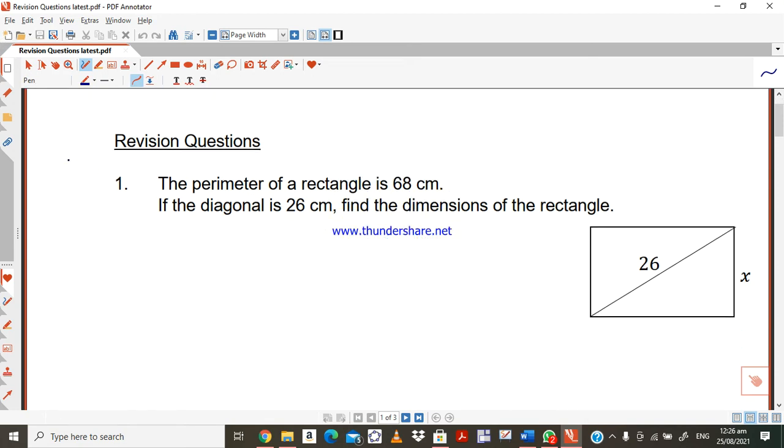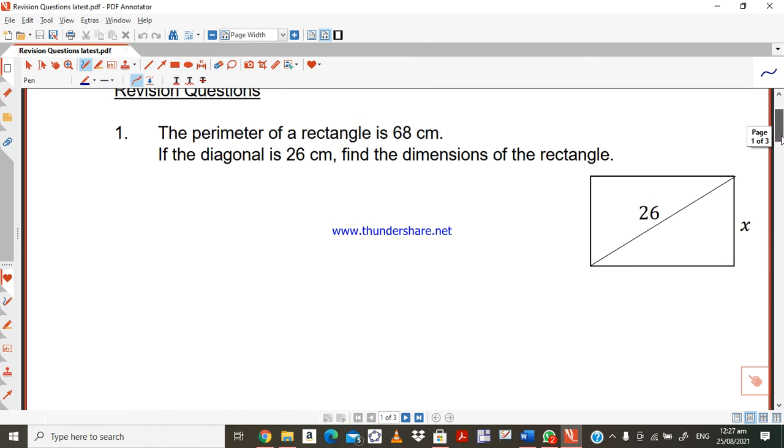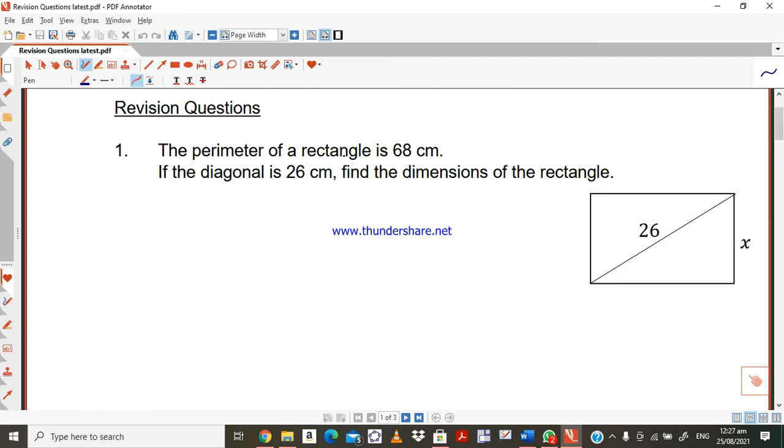Okay, so I have got some questions here. The first one is a question that asks you to find the dimensions of a rectangle. So what you are seeing in this particular question, you have a diagonal given to you, then you have one side given to you in terms of x. So the idea is perhaps that you work with what you know.